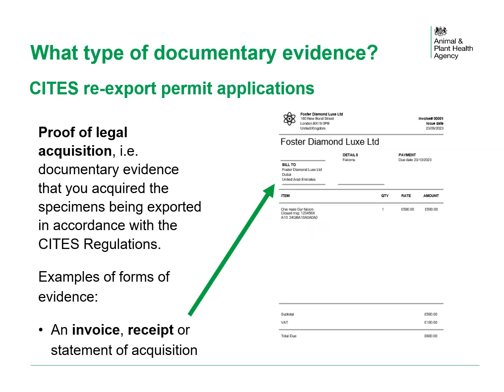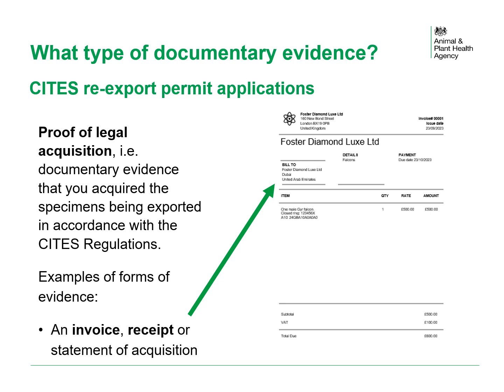If you are applying for a CITES re-export permit, you will need to provide documentary evidence to show you acquired the specimen you are re-exporting legally in accordance with the CITES regulations. You will also need to provide documentary evidence to show the specimen was legally imported into the UK in accordance with the CITES regulations.